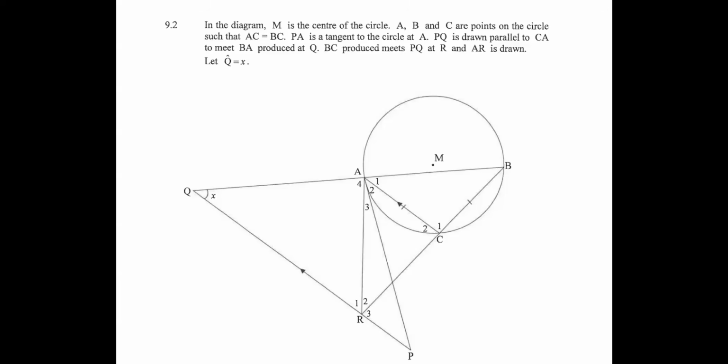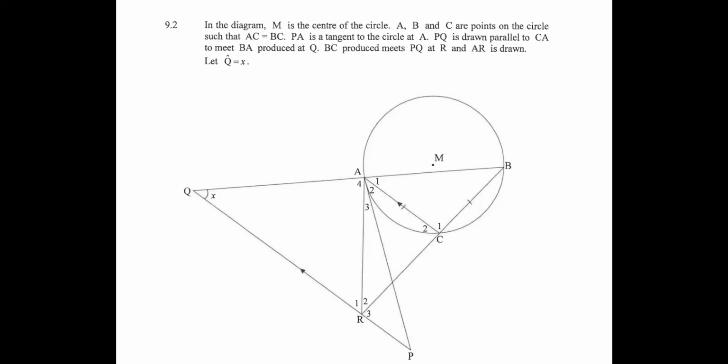Now, in the diagram, M is the center of the circle. A, B, C are points on the circle such that AC is equal to BC. Then the line PA is a tangent to the circle at A. PQ is drawn parallel to CA to meet BA. Okay, and angle Q is equal to X. That's the important part. Q is equal to X.